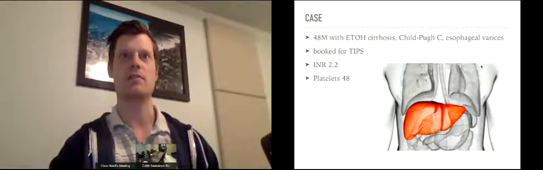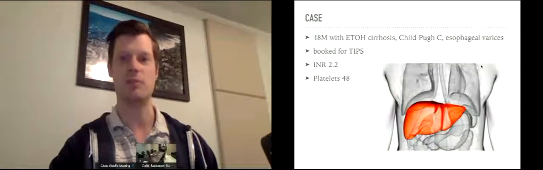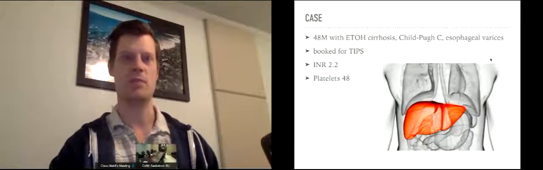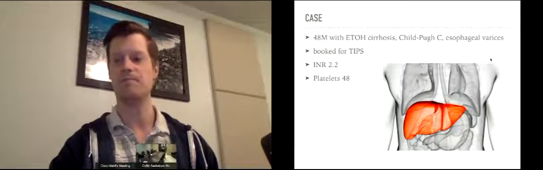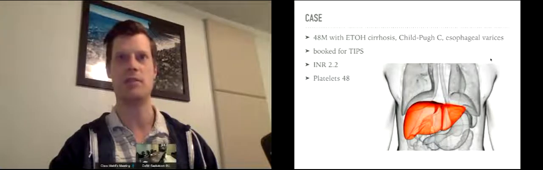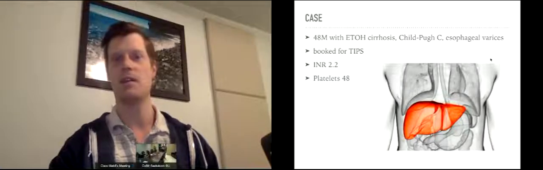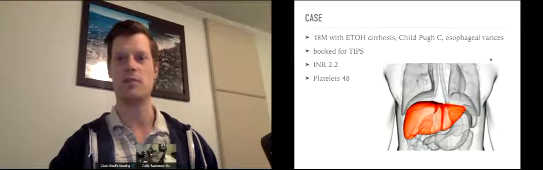Start things off, just a little case study. 48-year-old male with alcoholic cirrhosis, Child-Pugh class C, and esophageal varices. Booked for a TIPS procedure and presenting with an INR of 2.2 and platelets of 48. So I just want you to think, how would you optimize this patient prior to the procedure? Would you transfuse platelets or plasma? And if not, what would your transfusion thresholds be? If you don't have a definitive answer in mind, that's okay. I wouldn't have either prior to making this talk.